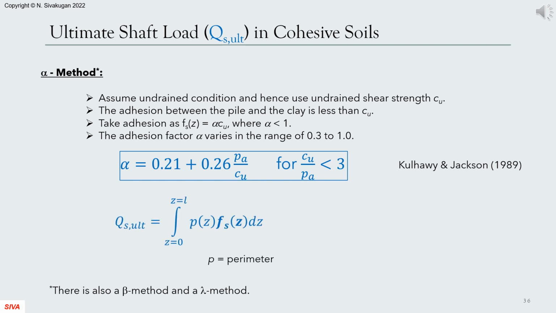There are alpha method, beta method, and lambda method to determine the ultimate shaft load of a pile in clay. Here, we are discussing only the alpha method where undrained conditions are assumed. The adhesion along the shaft is the product of an adhesion factor alpha and the undrained cohesion Cu. Alpha varies in the range of 0.3 to 1.0, where the stiff clays and heavily over-consolidated clays are at the lower end of the range. For soft clays and normally consolidated clays, alpha is close to 1.